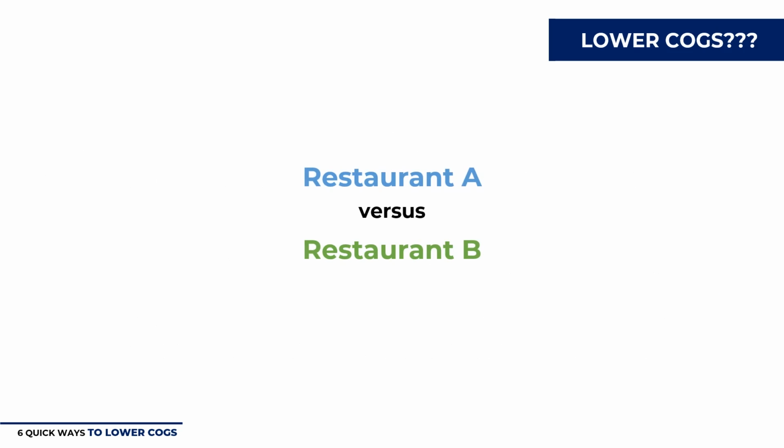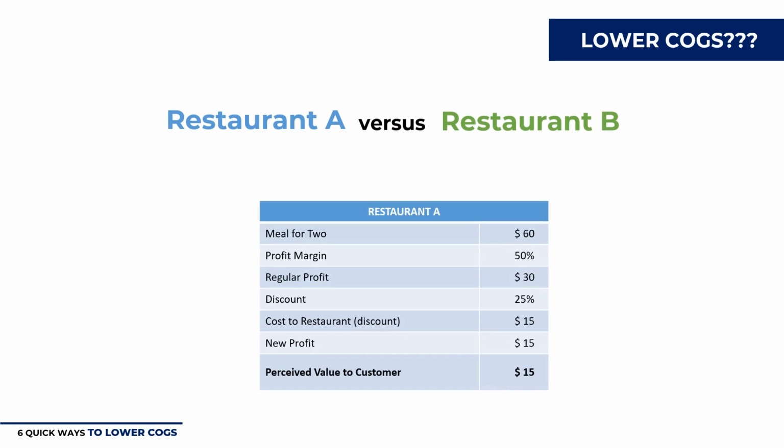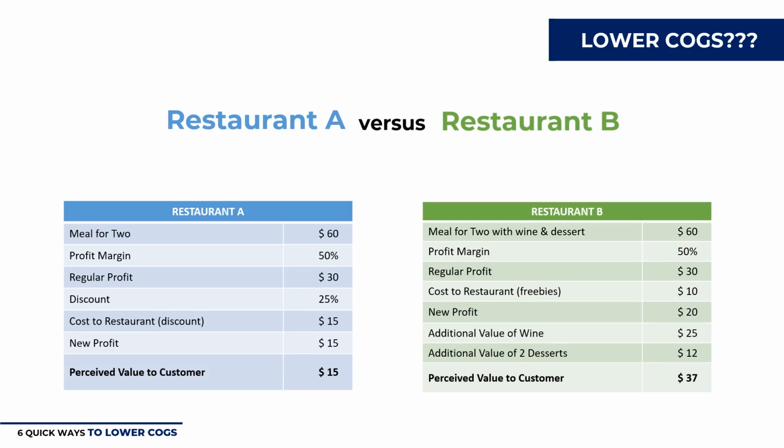Check out this comparison chart for both restaurants. Restaurant A charges $60 for their meal for two, and their profit margin is 50%, leaving them with a $30 profit. But that 25% discount costs the restaurant $15 of that profit, leaving them with a total profit of just $15. Now compare that to Restaurant B. They offer the same meal for two at the same $60 price with the exact same margin and profit. But the wine and two dessert freebies only cost the restaurant $10 total, leaving them with a profit of $20.